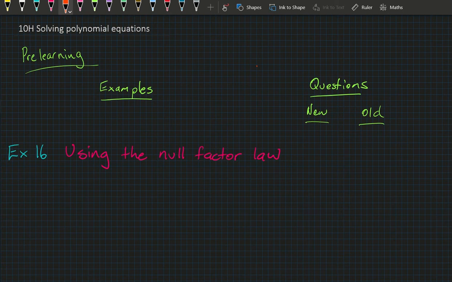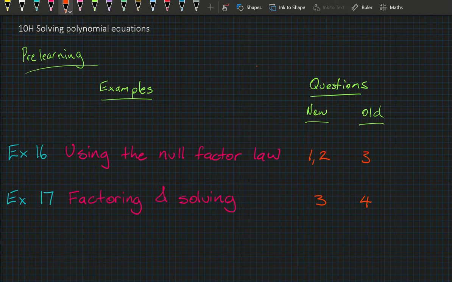And your pre-learning for this example will be questions 1 and 2 in the new book and question 3 in the old book. Then we'll do example 17, which is factoring and solving. And your pre-learning for this example will be question 3 in the new book and question 4 in the old book.